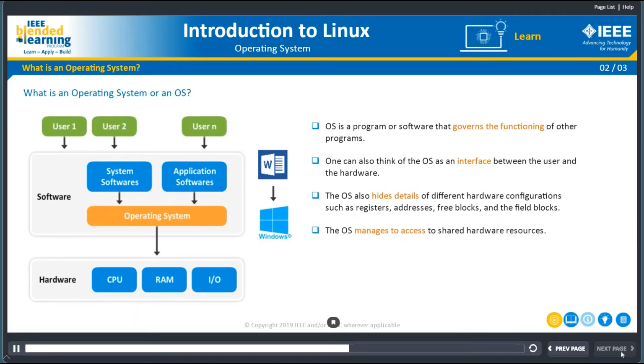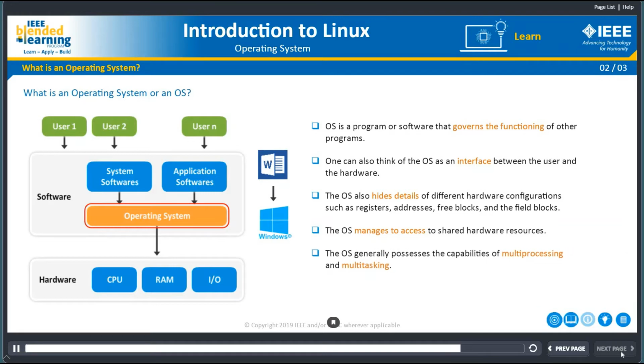The OS manages access to shared hardware resources. For example, if hardware is shared between two computers or between two processes, the OS provides synchronization between the two processes. It ensures that one process executes at a time. The OS allows the second process to execute and use the resource after the completion of the first process.